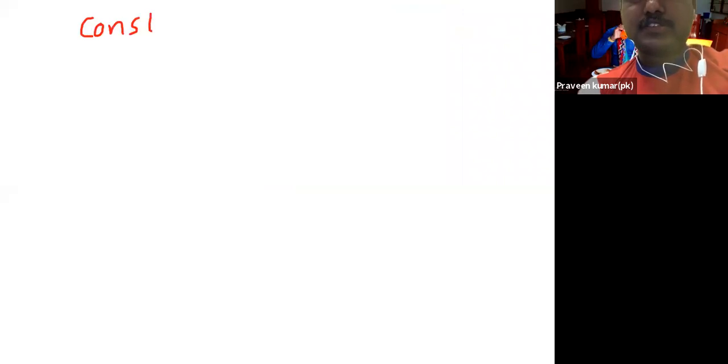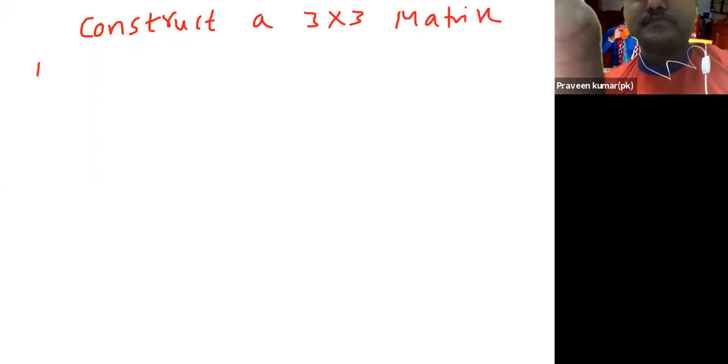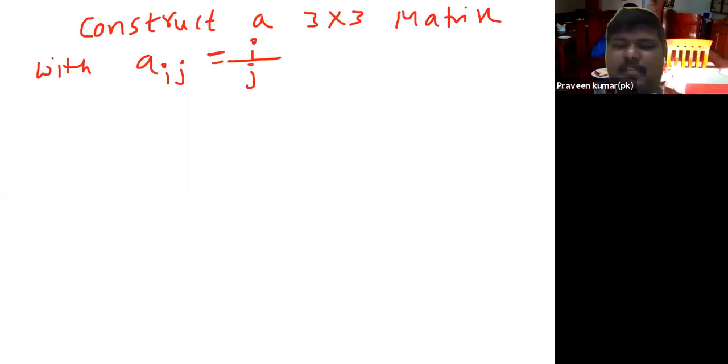Dear students, now I can give to you the question. Construct a 3 by 3 matrix with Aij is equal to i divided by j.